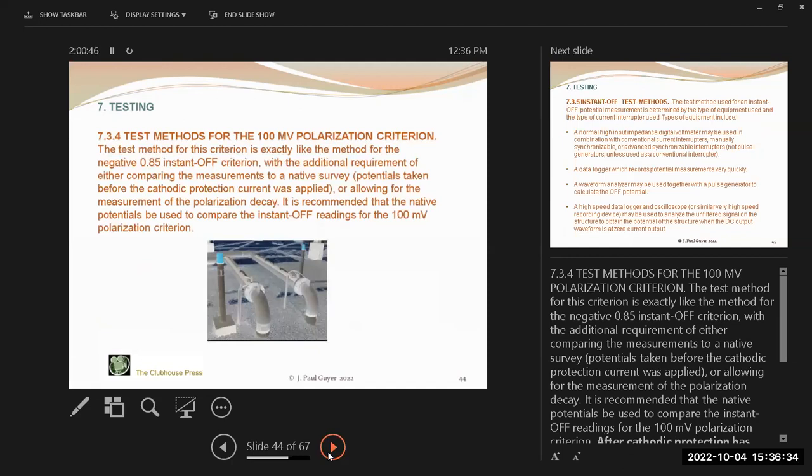With regard to the test method for the 100 millivolt polarization criterion, the test method for this criterion is exactly like the method for the minus 0.85 instant off criterion, with the additional requirement of either comparing the measurements to a native survey, potentials taken before the cathodic protection current was applied, or allowing for the measurement of the polarization decay. It's recommended that the native potentials be used to compare the instant off readings for the 100 millivolt polarization criterion.